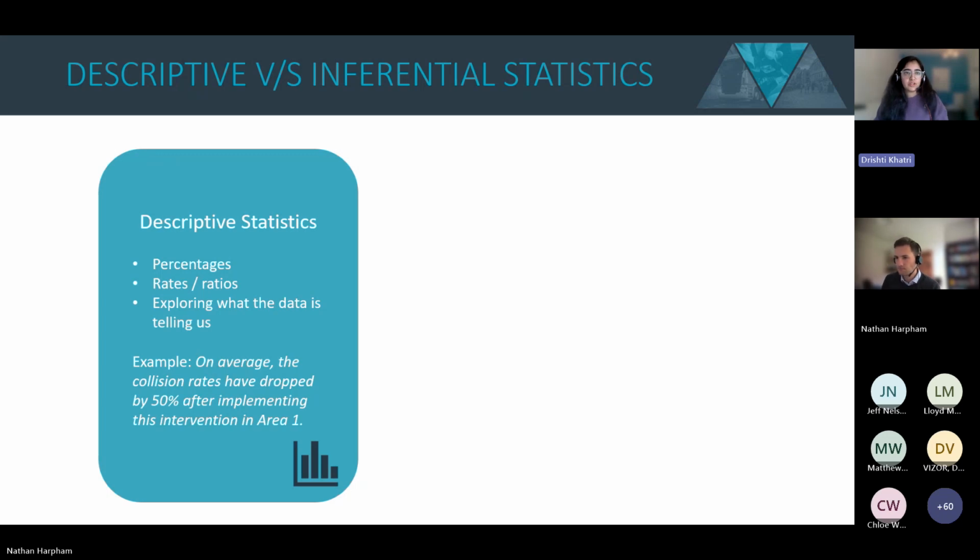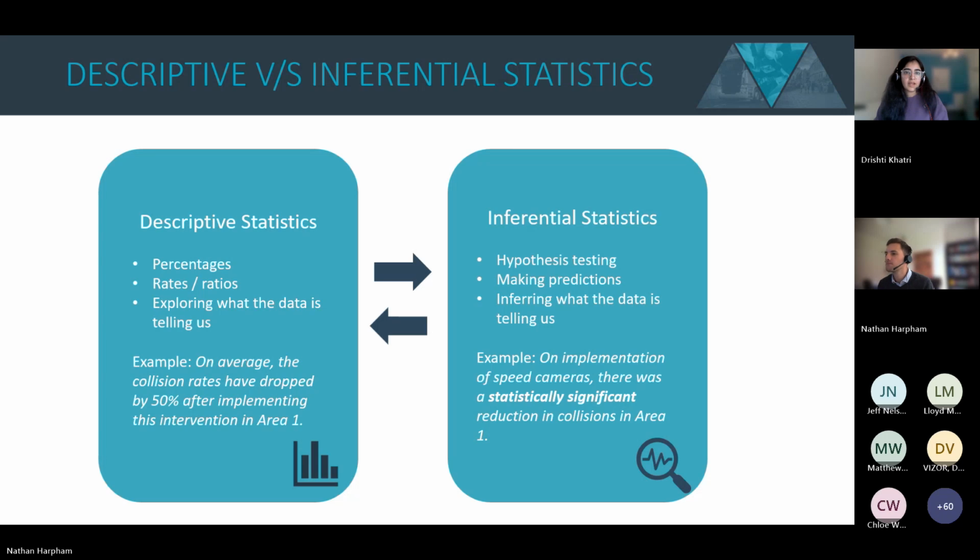And if we go to inferential statistics, it's more about inferring what the data means, actually understanding whether there's causation, whether there's a statistically significant difference between your two groups or the hypothesis that you have. We can equally also make predictions, so forecasting what the collisions would be, and also testing a hypothesis. So for example, if we implement speed cameras, we can say through statistical testing that there's going to be a statistically significant difference or reduction in collisions in Area 1.